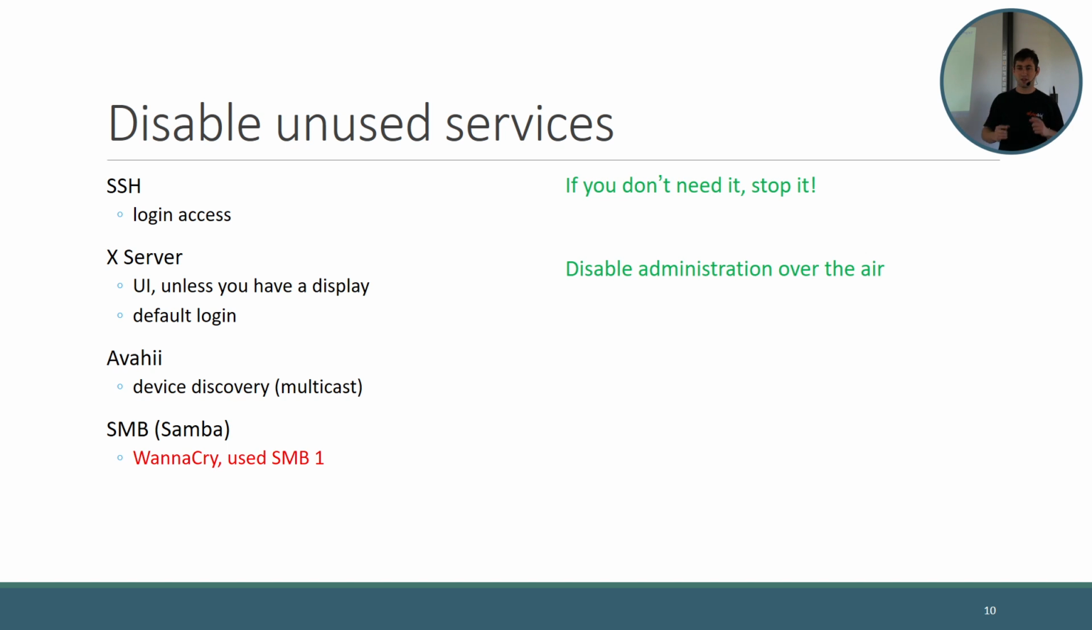Secondly, disable administration over the air. If the device needs to be administered, don't leave it over the air. If you have a wireless router, simply connect your computer over a cable. It has a checkbox. Disable it. If you allow administration over the air, somebody that breaks into your network from the street, and that's not that difficult, will be able to administer the device.